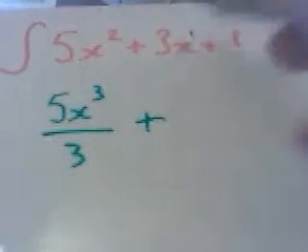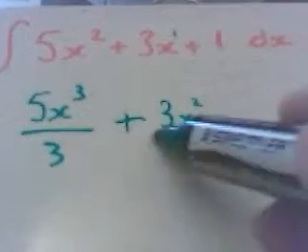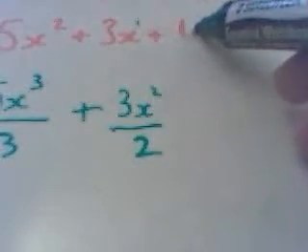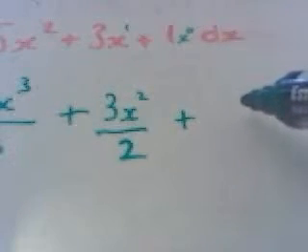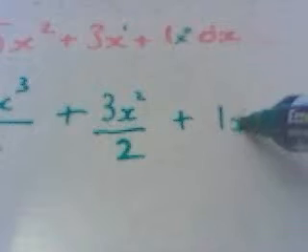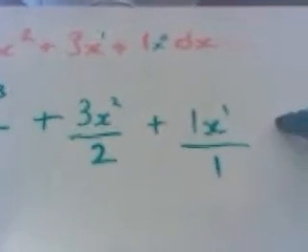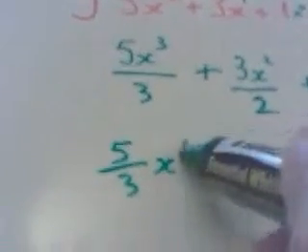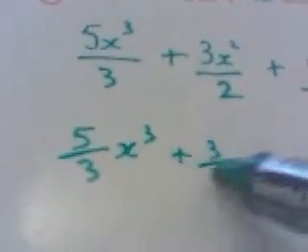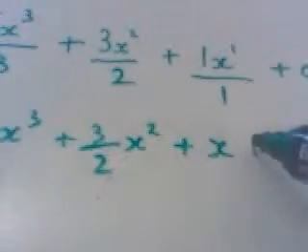Second one, well, that's x to the power 1, so that's 3x squared divided by 2. And this, if you think about it, is x to the power nothing, so that's 1x to the 1 divided by 1, which is just x. Don't forget the constant term, plus c. So now our final answer is 5/3 x cubed plus 3/2 x squared plus x plus c.